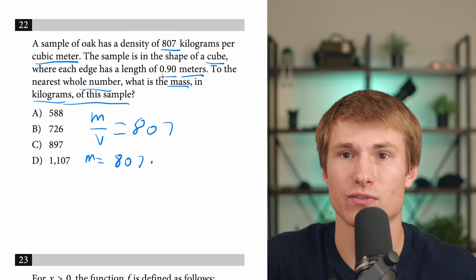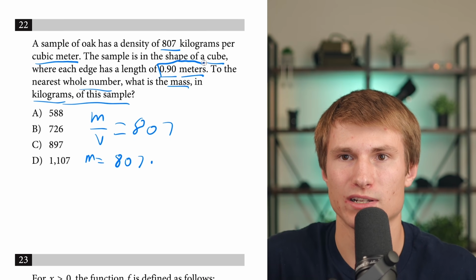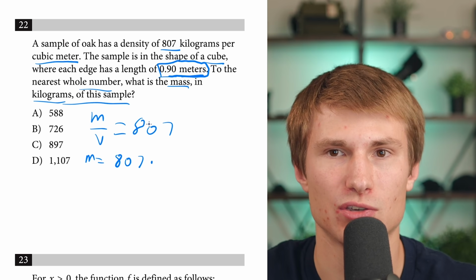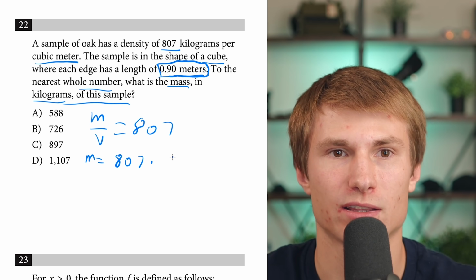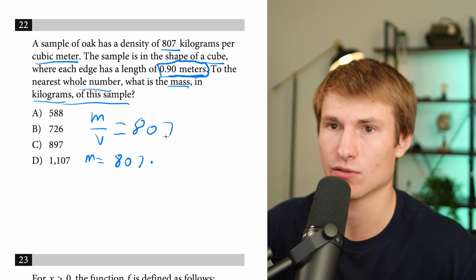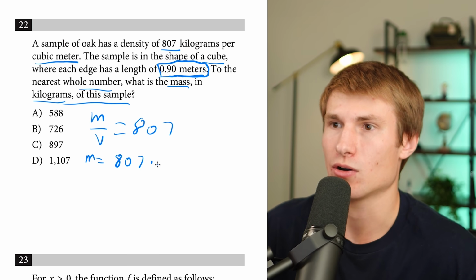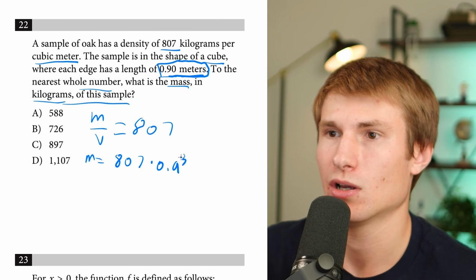We know that is from a cube, which has each length of 0.9 meters. Now keep in mind our equation for the volume of a cube would be the cube's edge length cubed, because all of these side lengths are the same in a cube. So ultimately that's going to be 0.9 cubed. All right, so now we've got our equation.